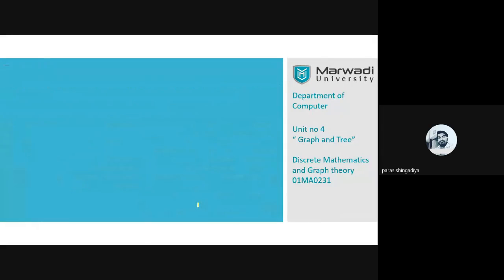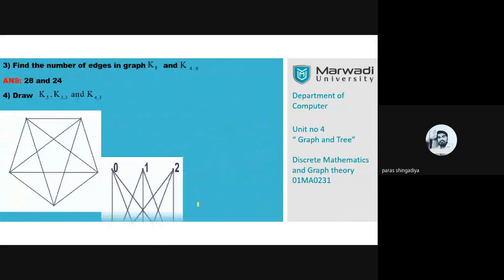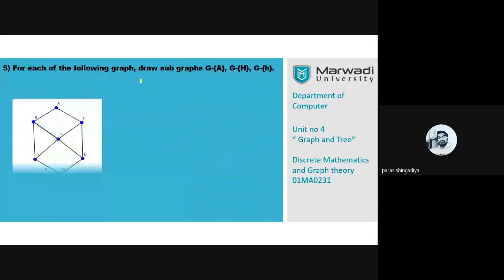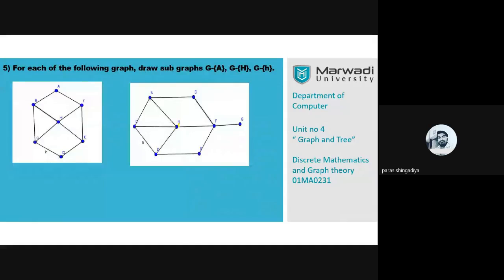So this exercise you have to complete in the last lab. You have to draw all such subgraphs. The subgraph exercise was also for your homework in the last lab, I think. And you have to derive G minus A, G minus H, and G minus small h. You have to delete some of the vertices and some of the edges.